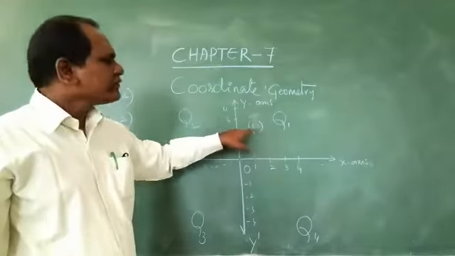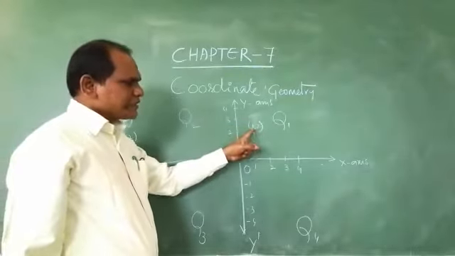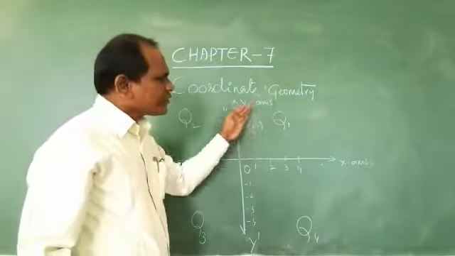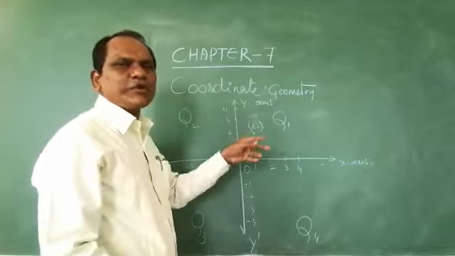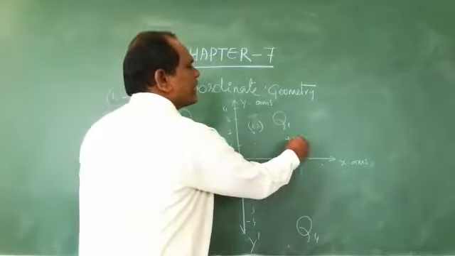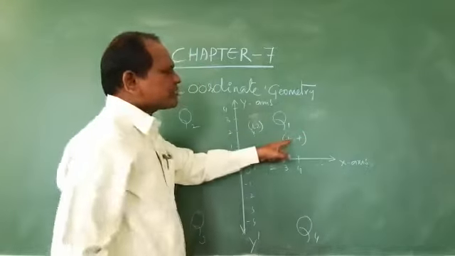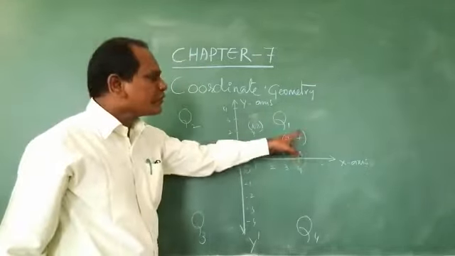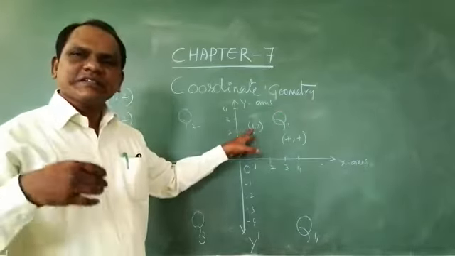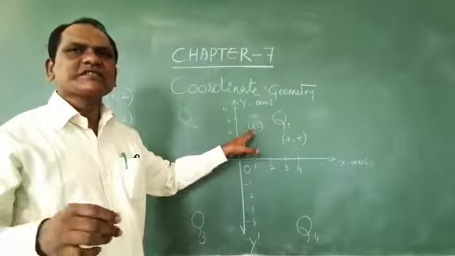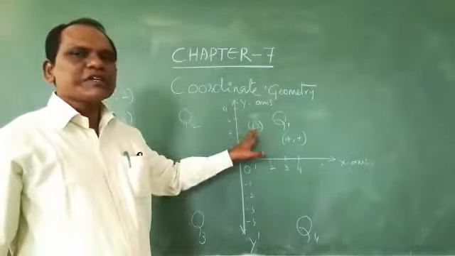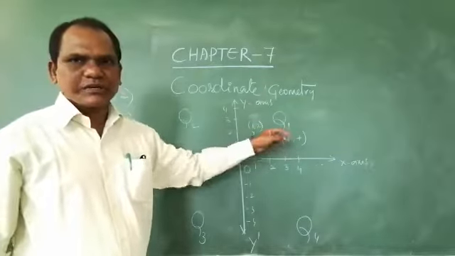When we come to 1 comma 2, the x coordinate is positive and the y coordinate is also positive. That means in quadrant 1 both the x coordinate and the y coordinate are positive. Other examples are 2 comma 3, 3 comma 4, 5 comma 6, 6 comma 7. So the points are positive in the first quadrant.